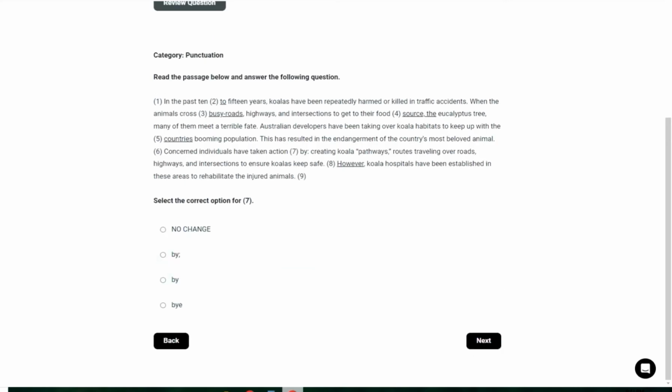On to 7. "Concerned individuals have taken action by creating koala pathways, routes traveling over roads, highways, and intersections to ensure koalas keep safe." Now, it's going to be right here, talking about this word and the punctuation. Go ahead and give me your best shot.